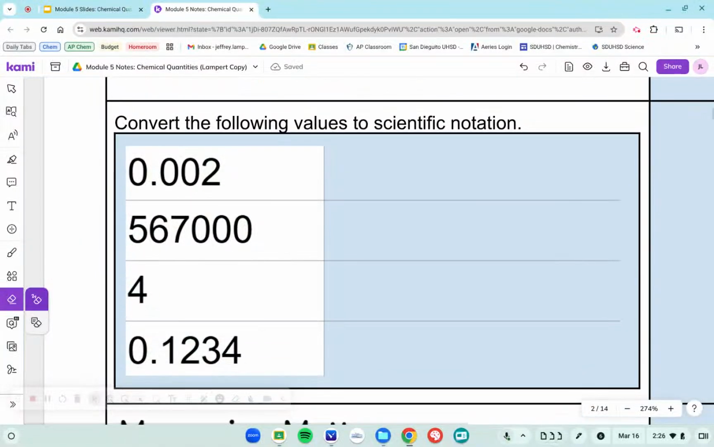All right. Now let's try these. So we have 0.002, 567,000, 4, and 0.1234. All right, go ahead, try these out. See if you can do it. Let's go ahead and review our answers for these 4.